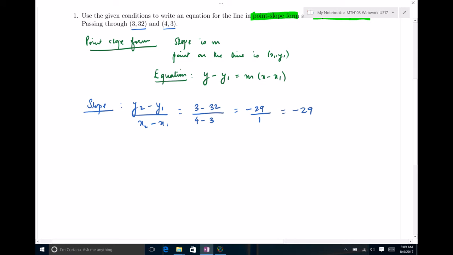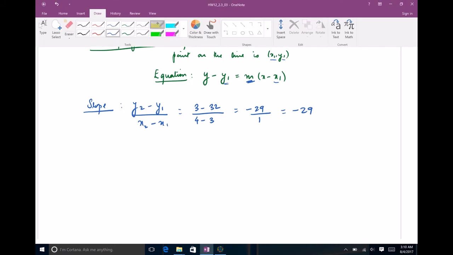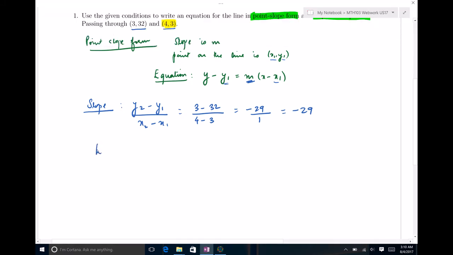Now, in order to get the equation of the line, all we needed to know is we needed m and we needed 1 point x1, y1. Since we have 2 points, we're free to pick whichever of the 2 points that we want. What I'm going to do is I'm going to pick this point since it is smaller numbers. And so the equation of the line using point slope form is y minus y1 equals m times x minus x1.